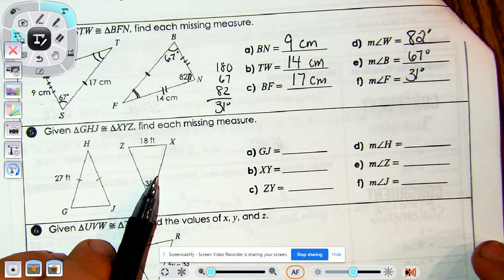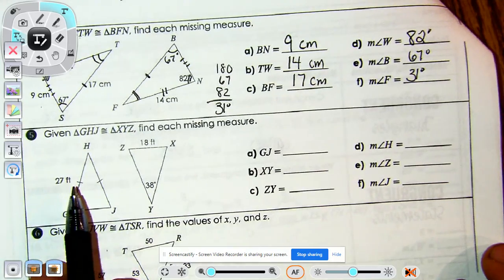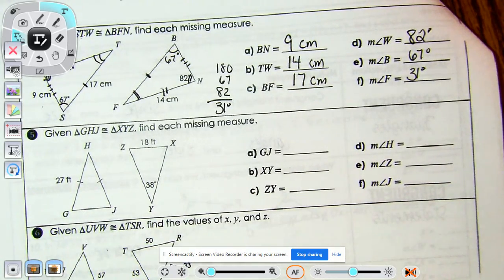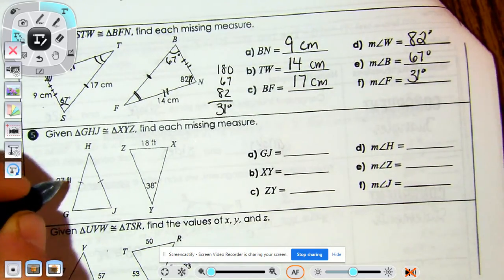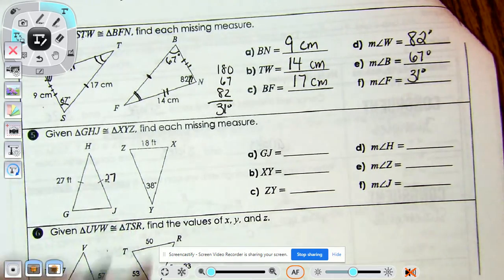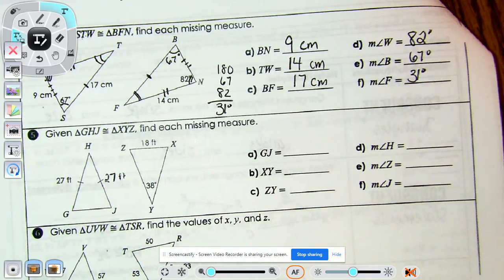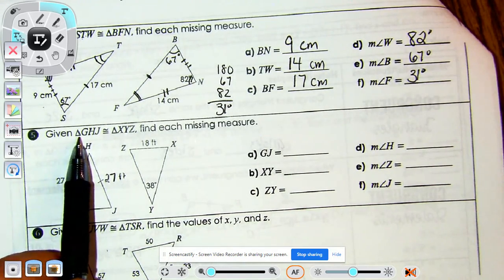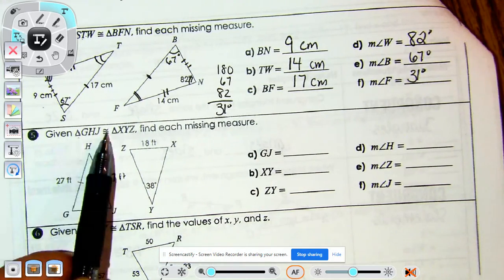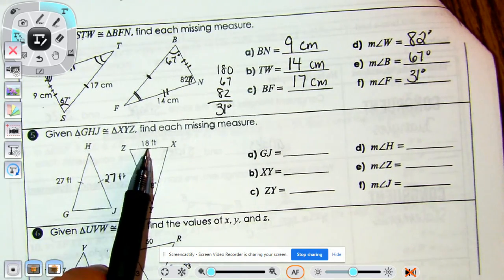So one thing I do know, they have told me right here that HG and HJ are congruent. They told me that by the tick mark, so I know that this side over here is going to be 27 feet as well, and then I think we'll be able to solve our problem. So the first thing they asked me about is GJ. Well, GJ is going to be congruent to XZ. They told me XZ was equal to 18. If they're congruent, GJ is also equal to 18 feet.